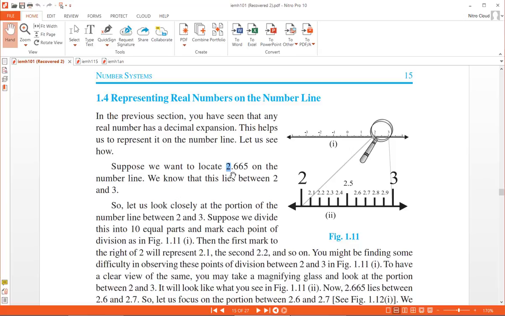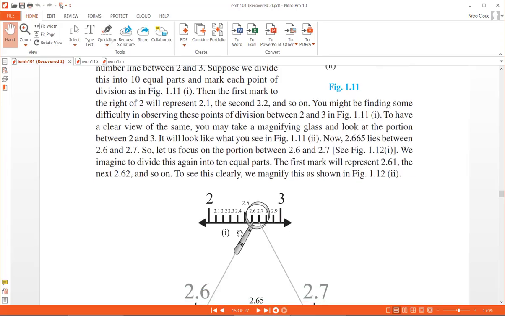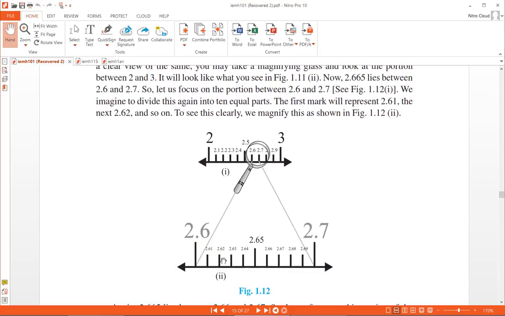Inside this, you know that it is basically greater than 6. So 2.6 and 2.7 will be the outliers for this particular 2.665. First we magnify the 2 to 3 region, and then 2.5 is marked in the middle. I know that I have to look at 2.6 and 2.7, so I have to magnify this. On subsequent magnification, I divide it further into 10 parts. So I now have 2.61, 2.62, 2.63 and so on till 2.69 represented between 2.6 and 2.7.